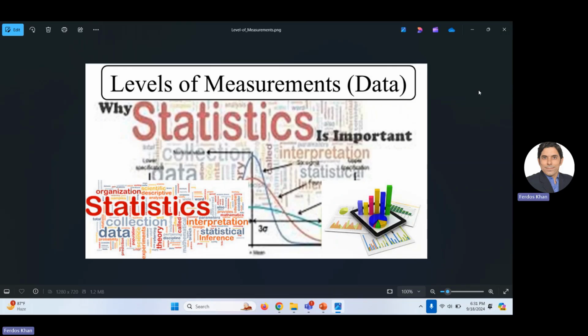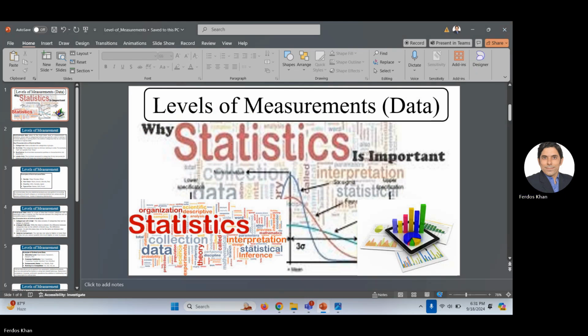Hello guys, in this video I would like to explain about different levels of measurements. You can say data, and this is a very useful video for understanding different levels of measurement, or different levels of variables, or different levels of data. Mainly there are four basic levels of data, which start from the lower level to the higher level of data or measurements. So let's move to the content and see what we have.